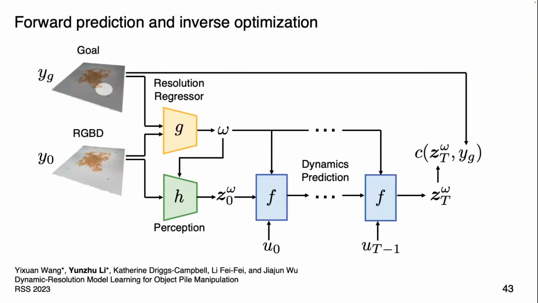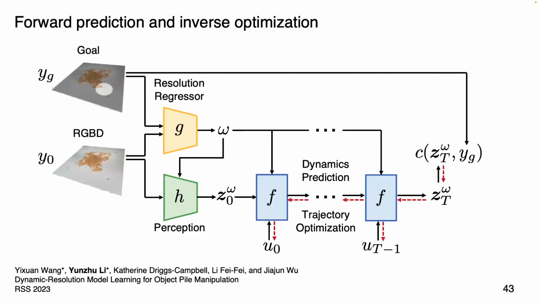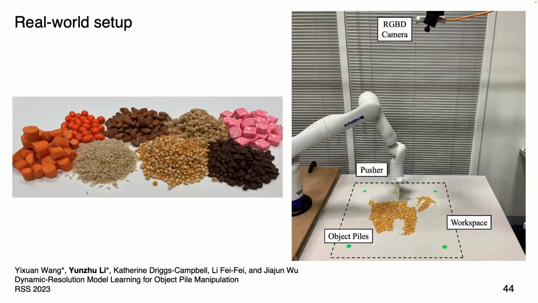Then we can define a loss function that measures how close we are to accomplishing these tasks, and use gradient descent to backpropagate the gradients of the loss function with respect to the action signals to optimize the action sequence. And here is the real-world setup we are using to do these object pile manipulations. We are evaluating our systems on object piles of a wide range of granularities.